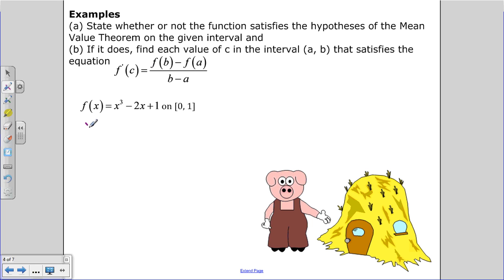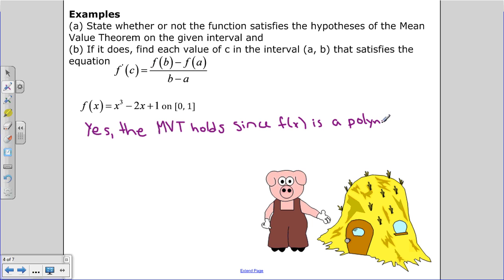So let's just write this down. Yes, the mean value theorem holds since f of x is a polynomial, which is continuous and differentiable on all real numbers.